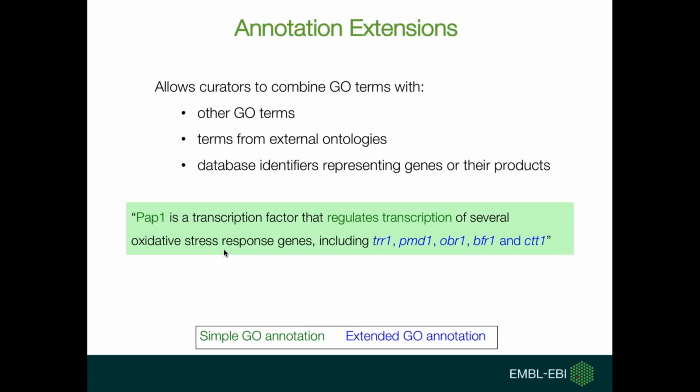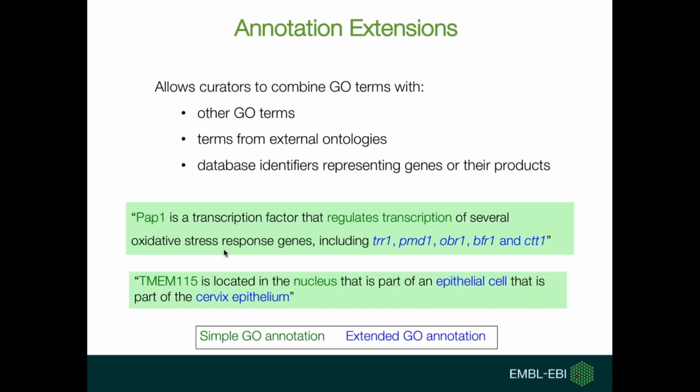So to give you an example, we have in green text, a simple GO annotation would be PAP1 regulates transcription. But the extended GO annotation would say which genes it actually interacts with. So those are highlighted in blue. And another example we have here is TMEM115 is located in the nucleus, so that would be our simple GO term, but then we want to say the particular cell types. So it's in epithelial cells that are part of the cervix epithelium.